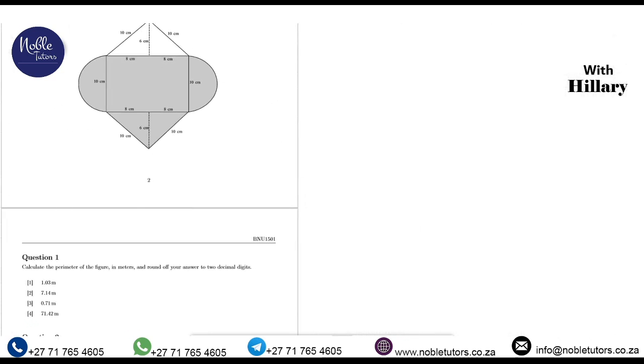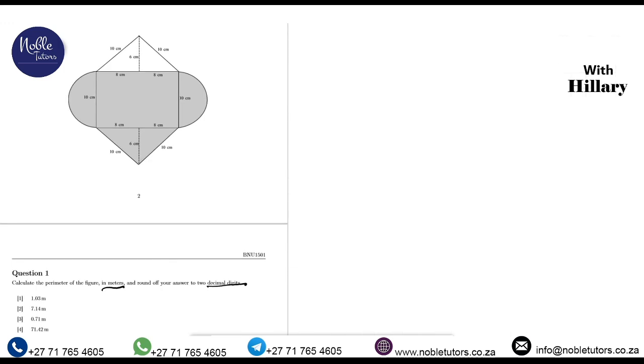Okay, here we are given a figure, and question number 1 asks us to calculate the perimeter of the figure in meters and round off your answer to 2 decimal digits. So the answer must be in meters, and we need to round it off to 2 decimal digits. Perimeter is just a distance right around a given shape. So what we are looking for is the distance right around a given shape. Here we have this side and this side, which is 10 centimeters each.